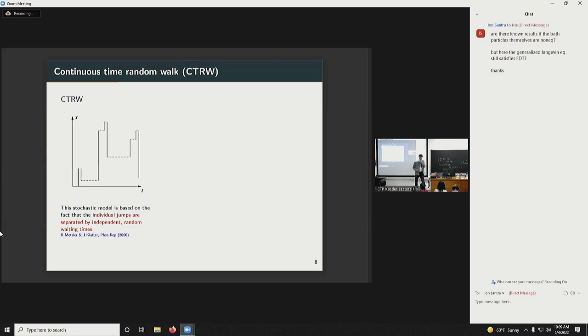Another approach to anomalous diffusion is the continuous time random walk, which is a generalization of a simple random walk, which was discussed from 1905 by Pearson. What does continuous time random walk mean? It means that the particle performs random jumps, and after each random jump, it stays at that position for a random time. So if this waiting time between two jumps of the particle is exponential, and if the jumps of the particle are from the Gaussian distribution, then from this continuous time random walk we can derive the standard diffusion equation.